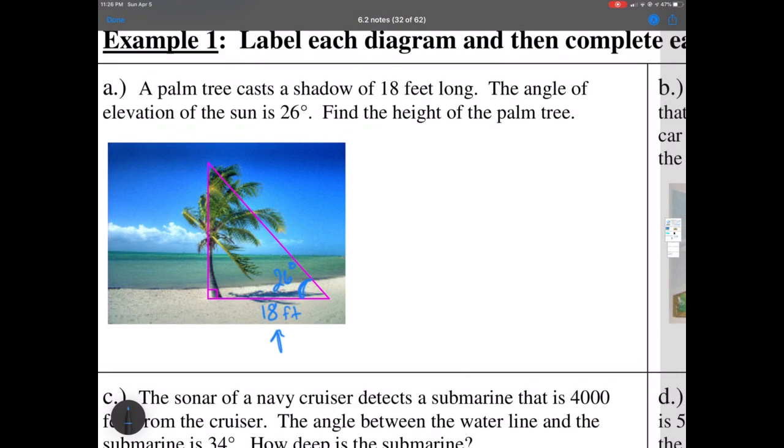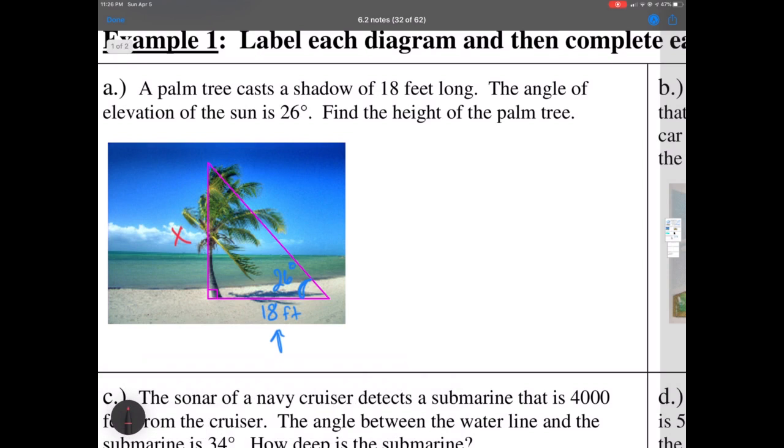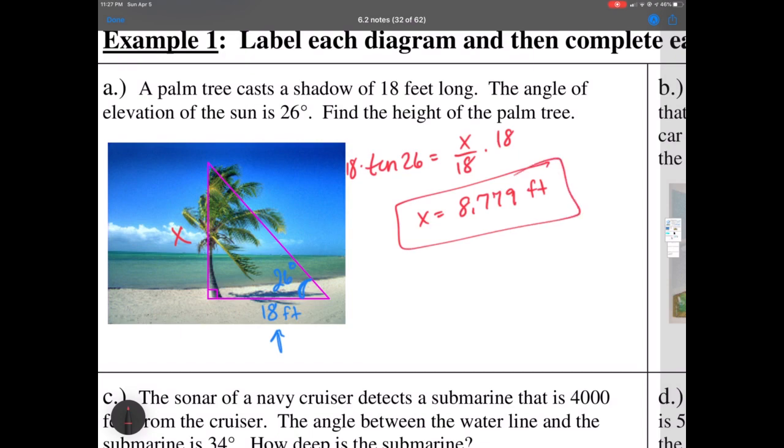So using that idea, I can now use my basic trig ratios to find the height of the palm tree. This is the side I'm looking for. So the x is going to be my opposite and the 18 is my adjacent. So that would be tangent of 26 equals x over 18. Multiply both sides by 18, and x equals 8.779 feet. And that's the height of the palm tree.